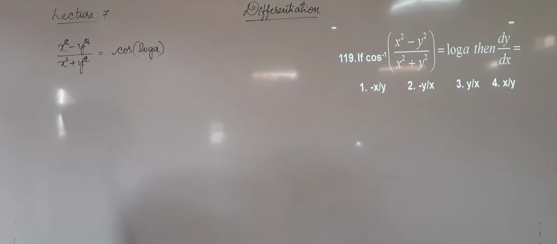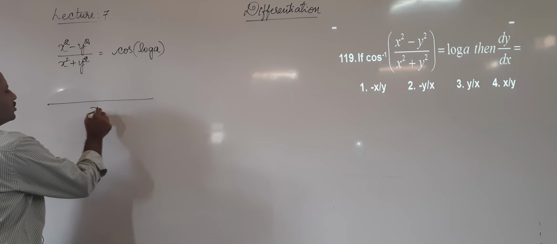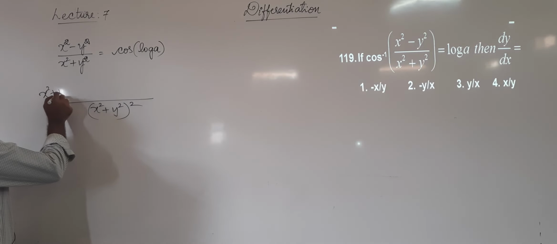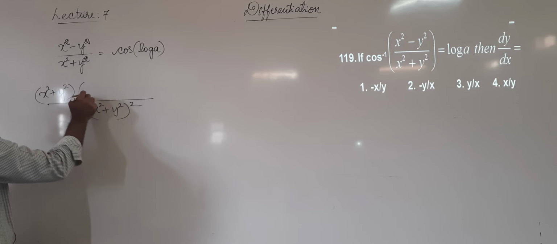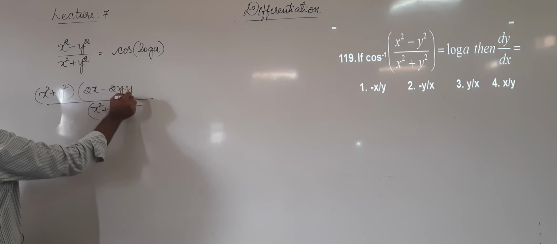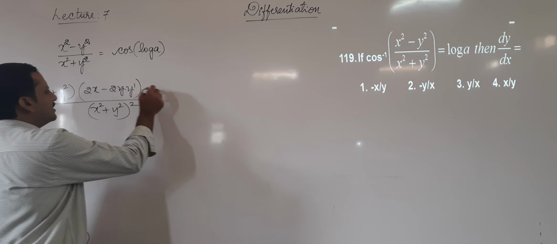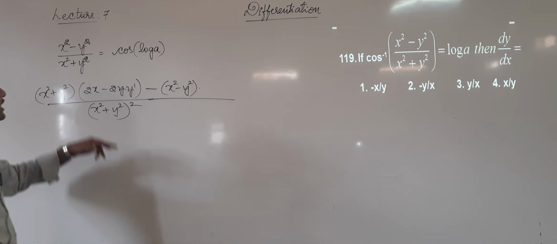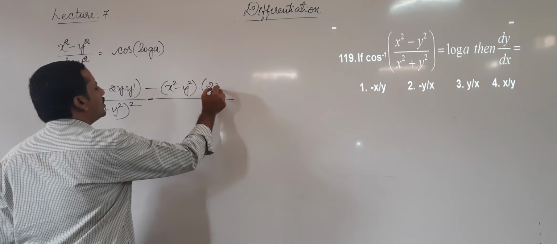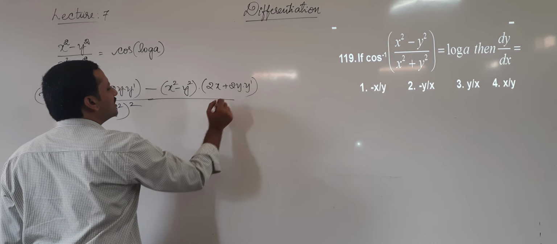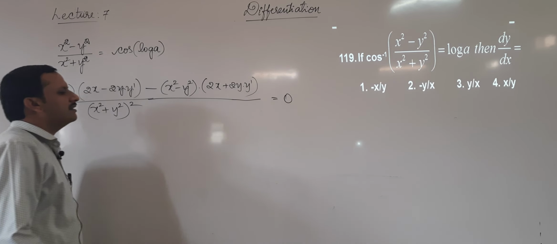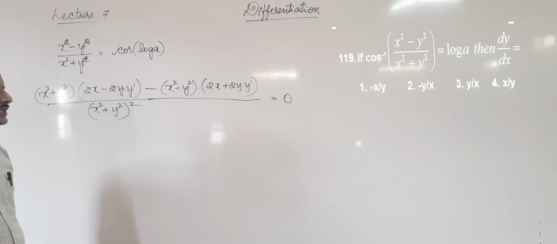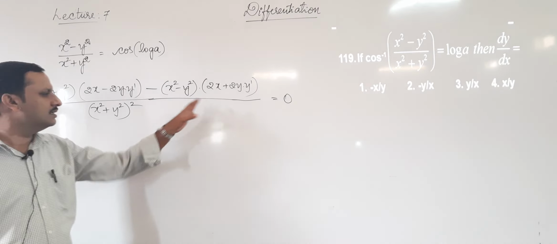Now differentiate it, differentiating with respect to x. Here I have to use quotient rule, (x square plus y square) whole square in the denominator. In the numerator, (x square plus y square) into the derivative of this, which is 2x minus 2y y dash, minus (x square minus y square) into the derivative of x square plus y square, which is 2x plus 2y y dash, is equal to, on RHS the derivative is 0 because a is a constant, therefore log a and therefore cos of log a, all of those are constants, hence its derivative is 0.